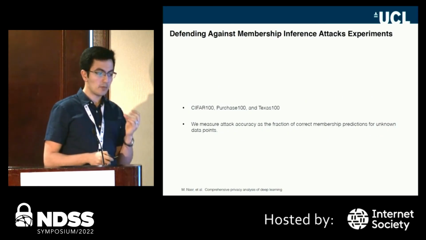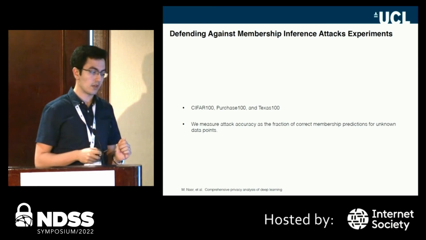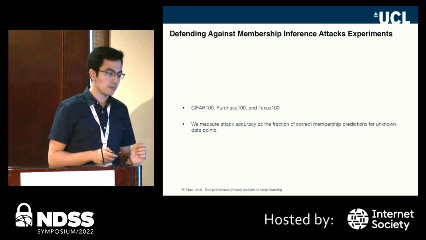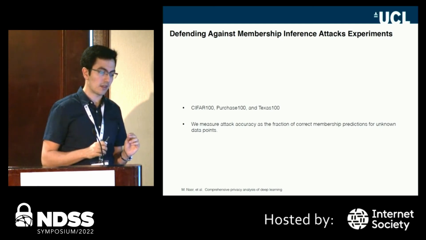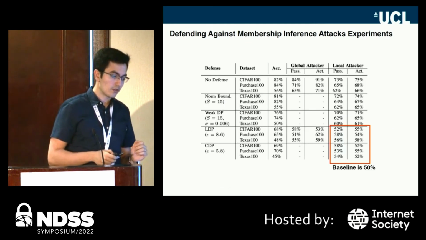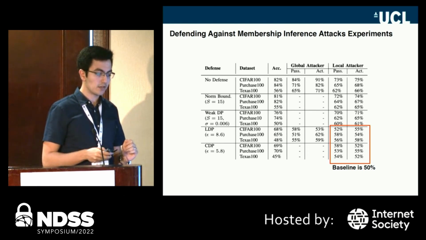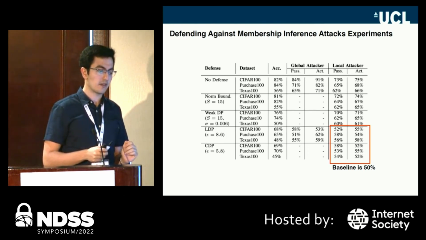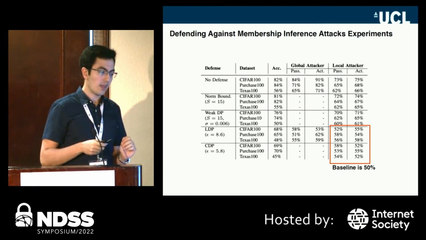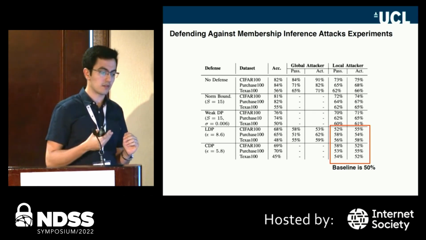For the membership inference attacks, we considered these 3 datasets, like in the Naseri et al. paper. And we measured the attack accuracy as the fraction of correct membership predictions for unknown datasets. What we observed is that the global attacker is the server, and norm bounding, weak DP and CDP assume that the server is trusted, so that attack doesn't apply.